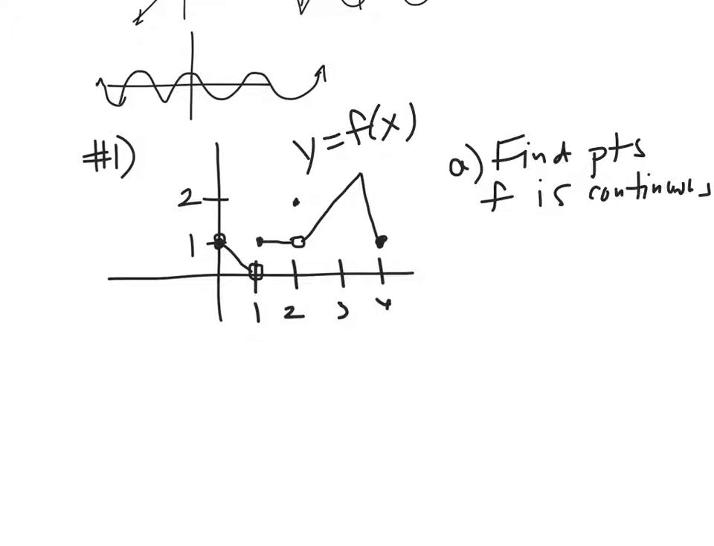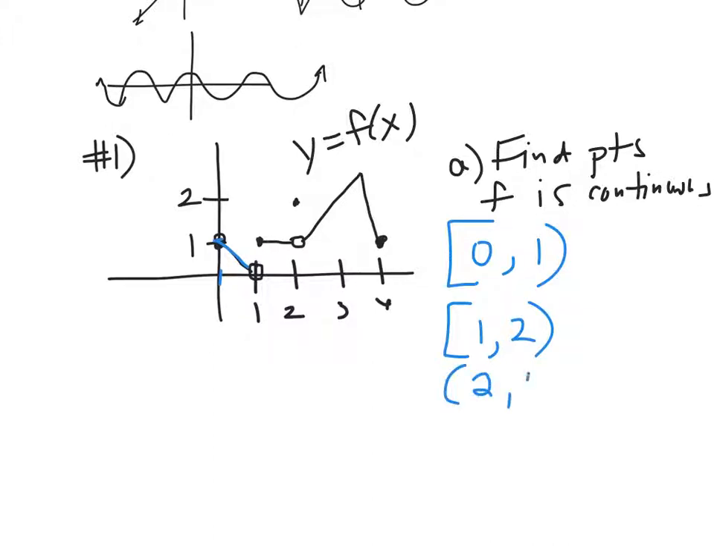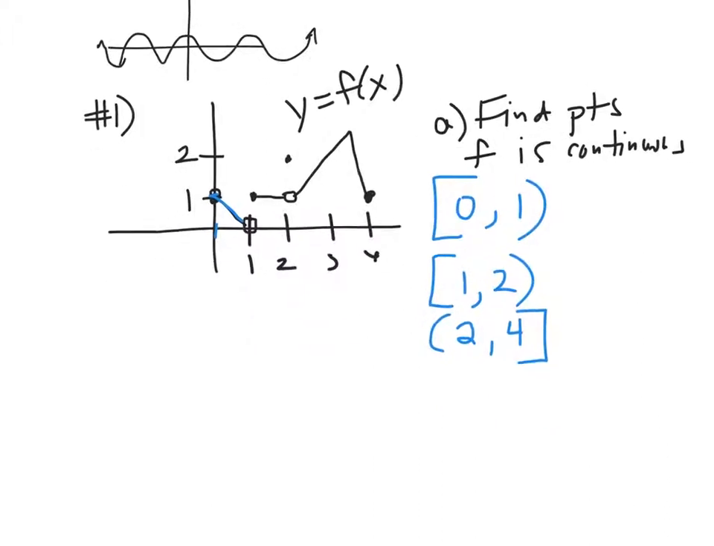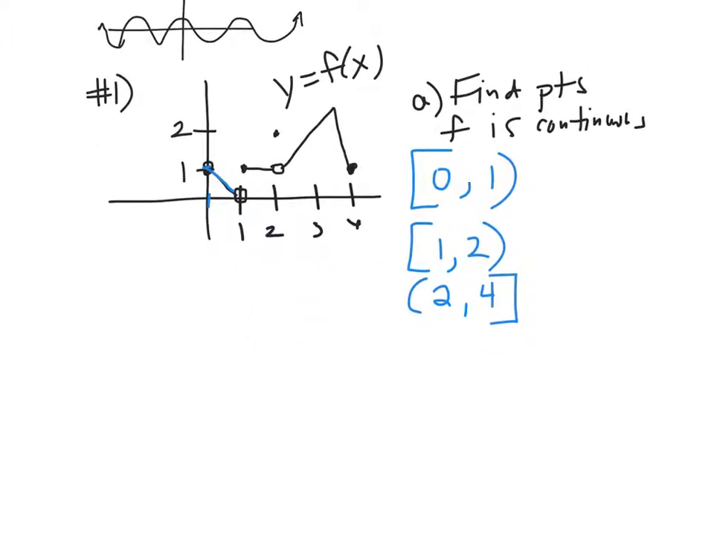So this graph is continuous from, and it's always intervals of x, okay? So from 0 until you get to 1, bracket around 0 to 1. Then it's continuous from bracket 1 to 2, and then it's also continuous from 2 to 4. Now remember, bracket means it's included. Parenthesis means that it's not. And there it is. That's what you write.